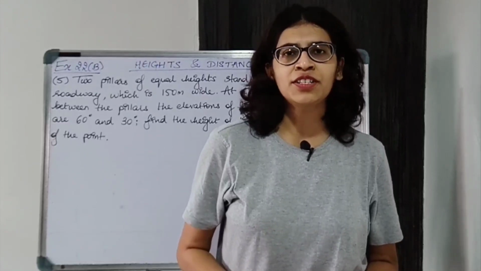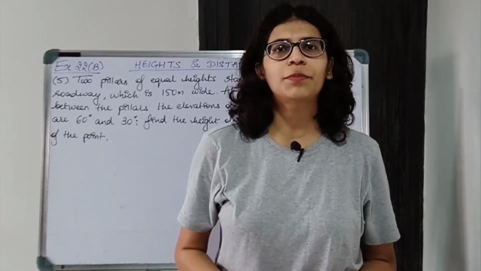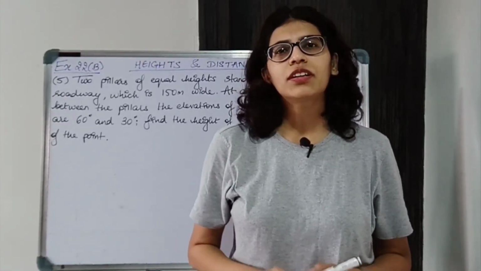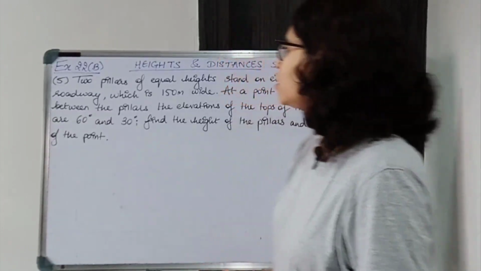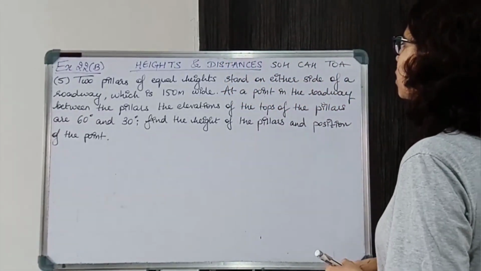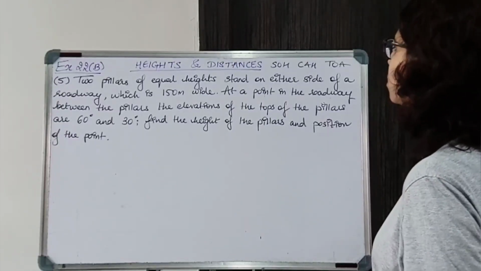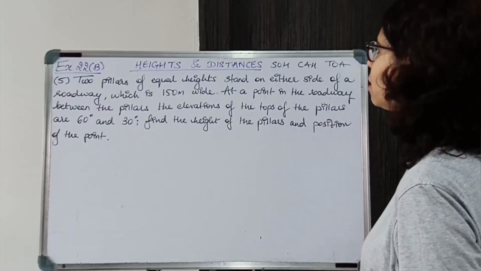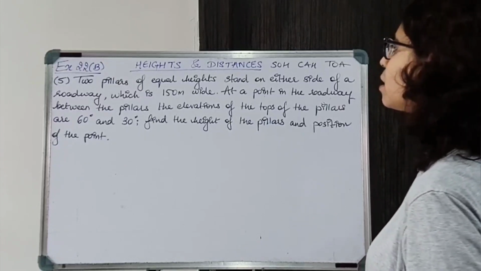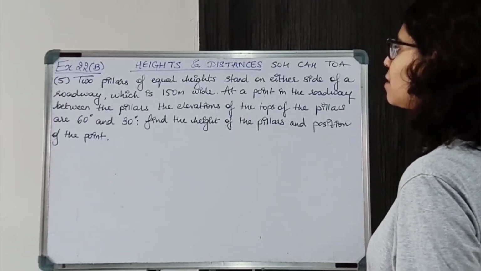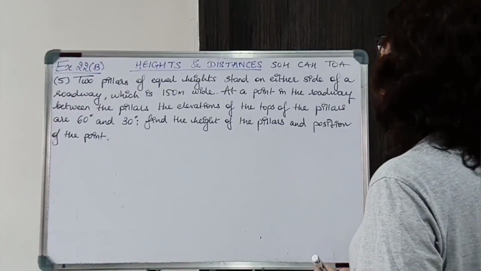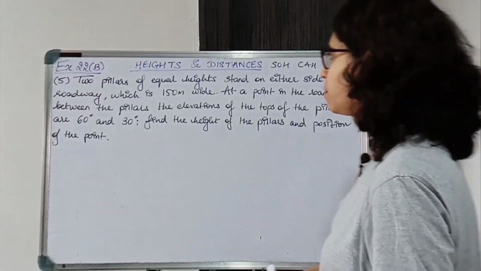In this video, we'll continue with exercise 22b from chapter Heights and Distances. So starting with question number 5. Two pillars of equal heights stand on either side of a roadway which is 150 meters wide. At a point in the roadway between the pillars, the elevations of the tops of the pillars are 60 degrees and 30 degrees. Find the height of the pillars and position of the point.